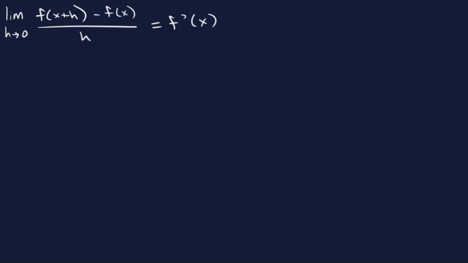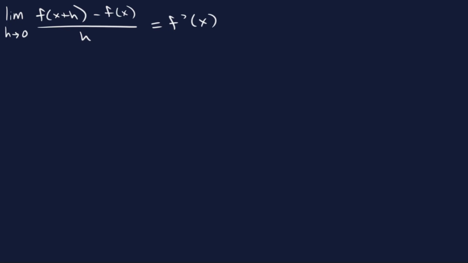So the first thing to note is the formula for the limit definition, and it is the following. It is the limit as h approaches 0 of f of x plus h minus f of x, over h. We are going to use this to find f prime of x, which is the derivative of a function f of x. So let's take a look at a few examples.